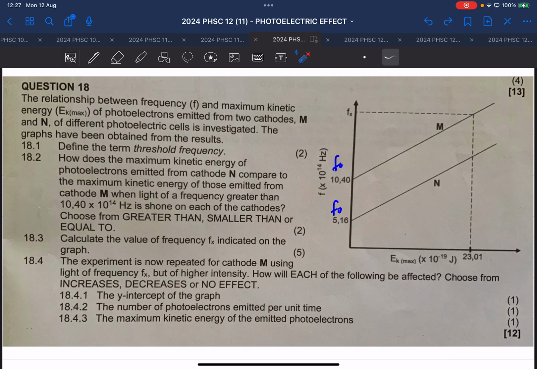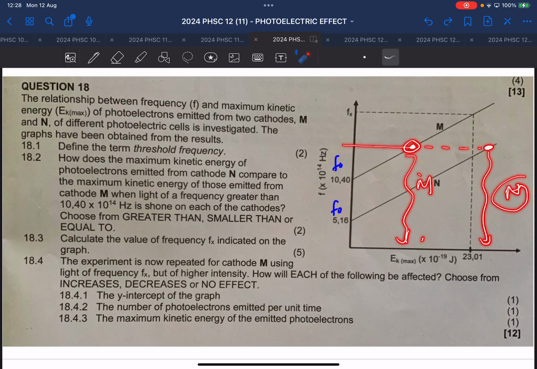All right, next one they say, how does the maximum kinetic energy of N compare to that of M when light of frequency greater than 10.4 is shown on each of the cathodes? So there's 10.4, greater than that. Let's say here, this is M, this is N. How does the kinetic energy of N compare with that of M?